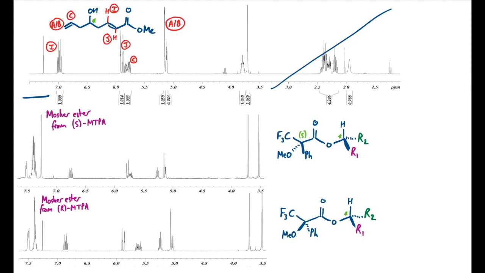As a reminder, if an R group sits on the same side as the phenyl group, it will be shielded and go to a lower delta value. If a group is on the same side as the methoxy group, it will be deshielded and go to a higher delta value. And now we just have to look for our peaks.